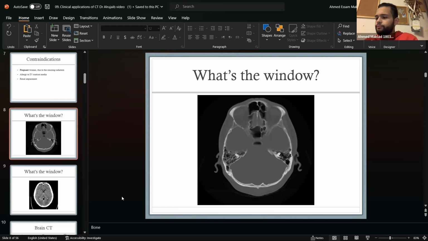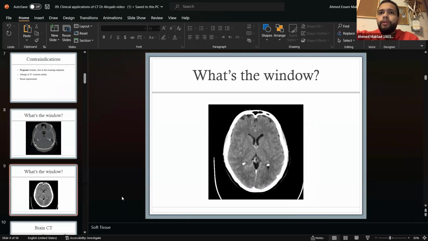Why do we get this? Why would you need a CT scan with bone window? Exactly, for skull fractures. Perfect. What window is this? We didn't talk about this, by the way. So if you get it, I'll be impressed.